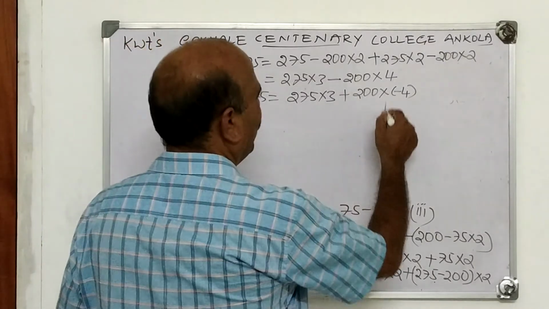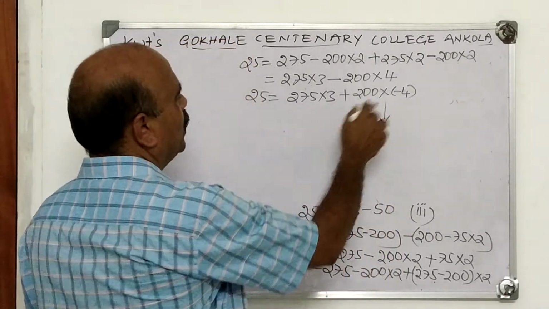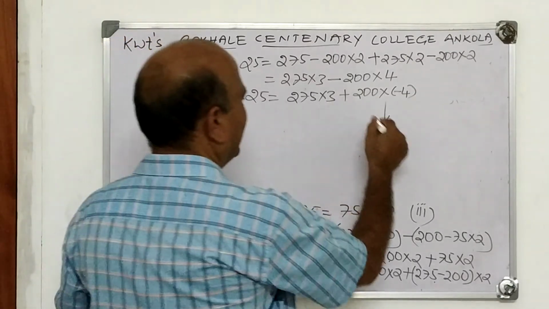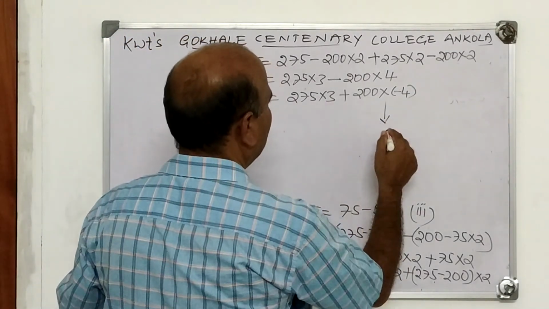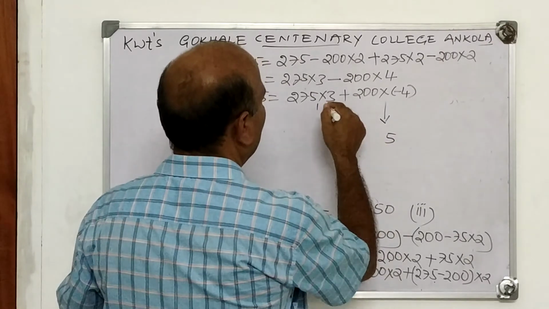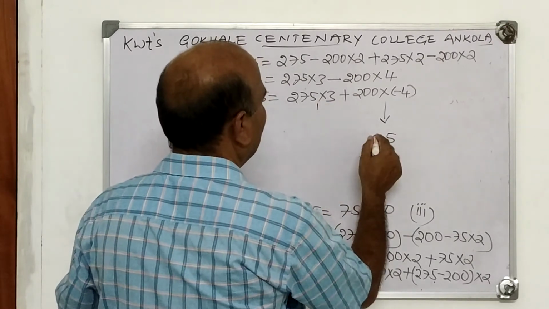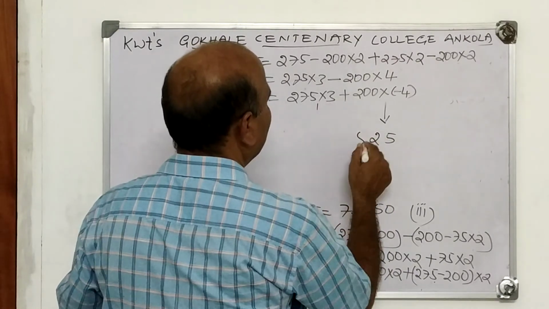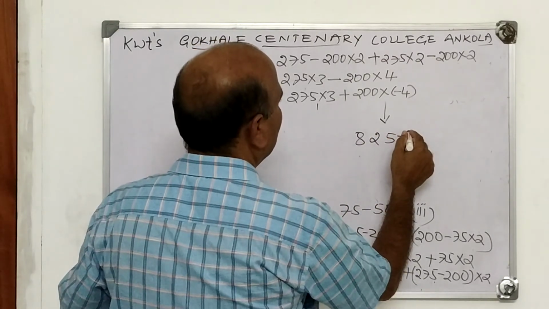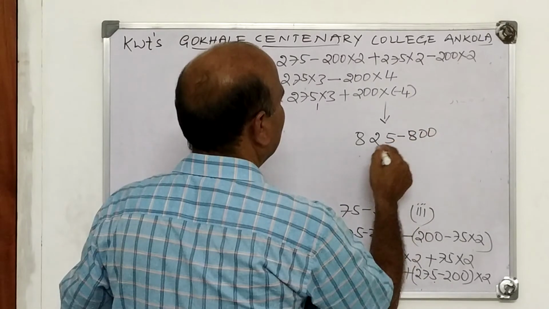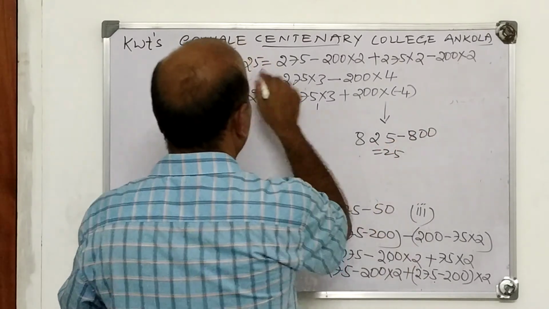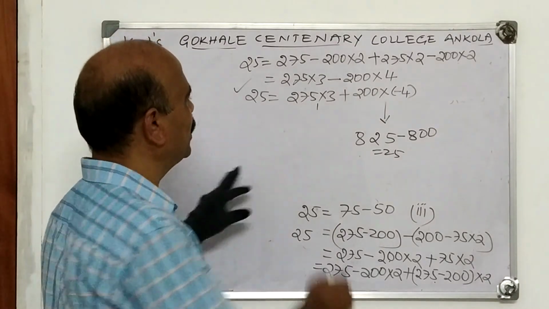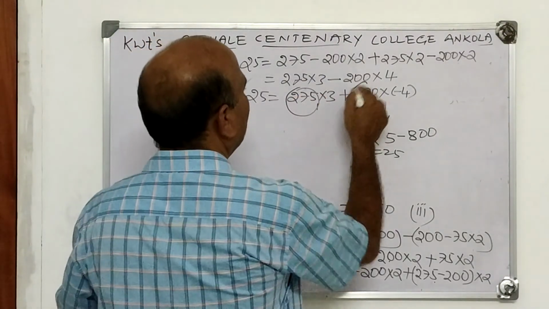Now let me verify whether this answer is correct. If you get the right hand side as 25, then it is correct. What is this right hand side? I simplify. 3 7 21. 21 plus 1 is 22. 3 into 2 is 6. 825 minus 800. Is it 25? Yes. So our answer is correct. But we have expressed this 25, the GCD, in terms of the two given numbers, 275 and 200.